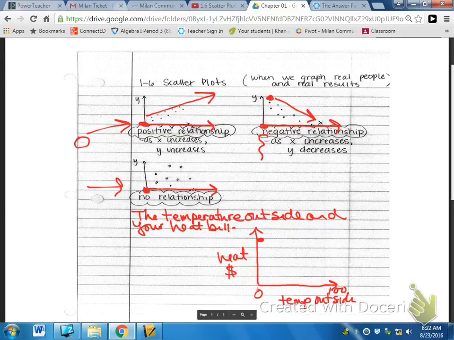Okay, let's say that we go temperature 10 degrees. What's the heat bill going to be? A little lower, but it's still cold. Okay, so a little lower. Let's say the temperature outside is 30 degrees. It's still cold. It's below freezing. But what about that heat bill? Is the furnace going to run all the time when it's 30 degrees? It's going to run a lot, but probably not as much as it did at 0.